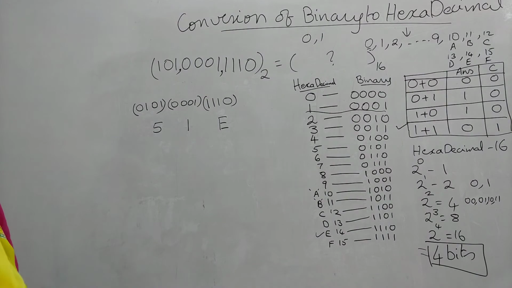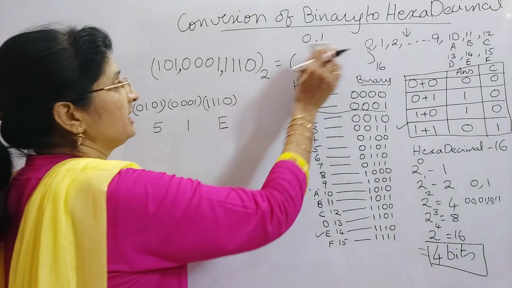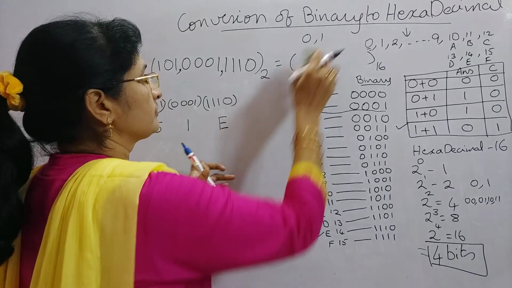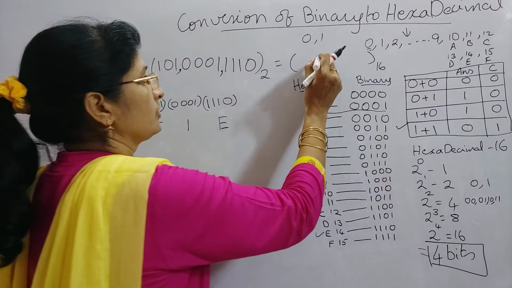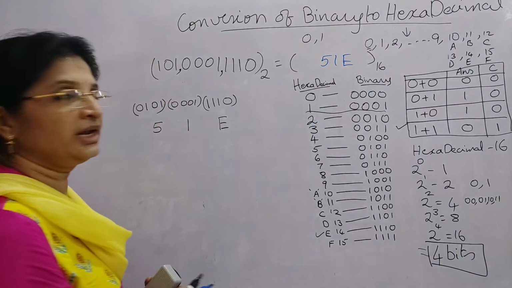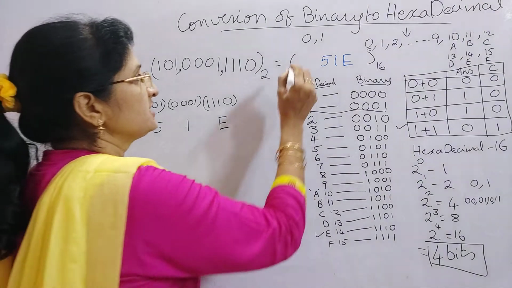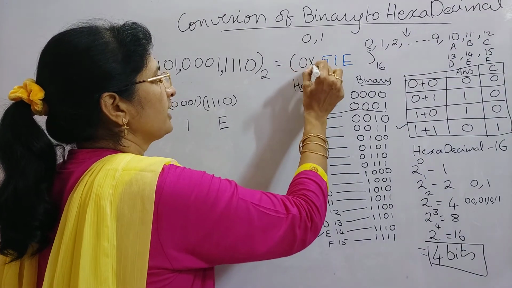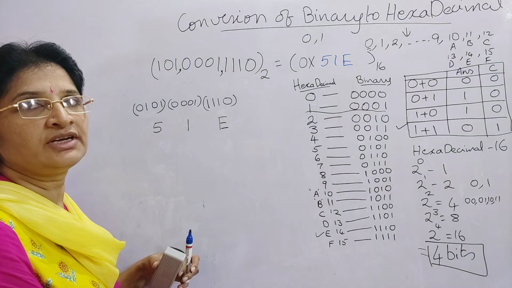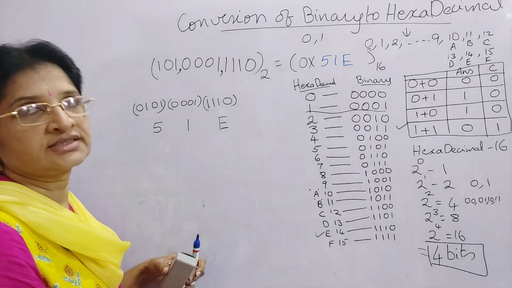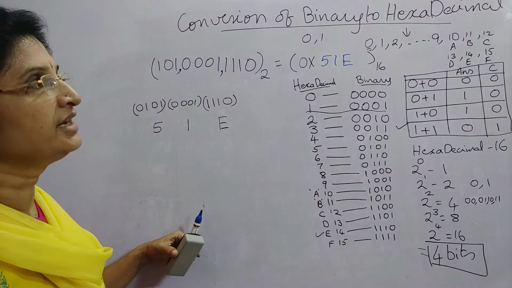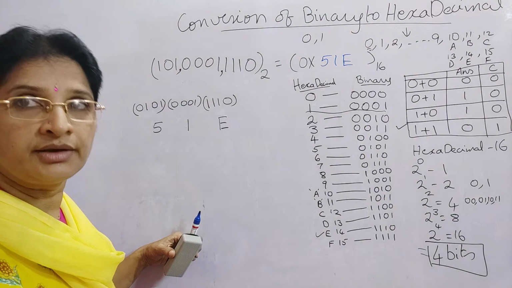The answer for this binary number in hexadecimal is, just you have to write that one, that is 51E. So while representing a hexadecimal number, how is it represented? It is represented with 0x. The number is 51E, but for representation purpose, we will give it as 0x51E. That's all. Okay. So this is how you can convert the binary number to hexadecimal number.